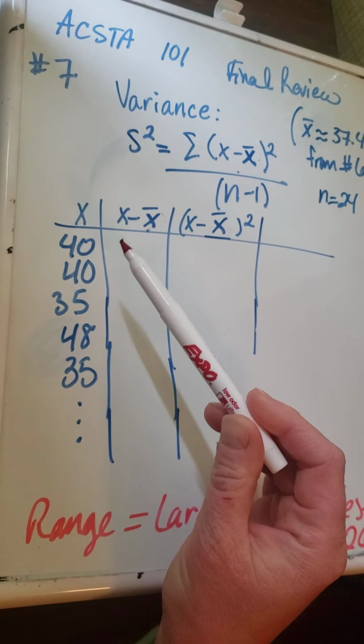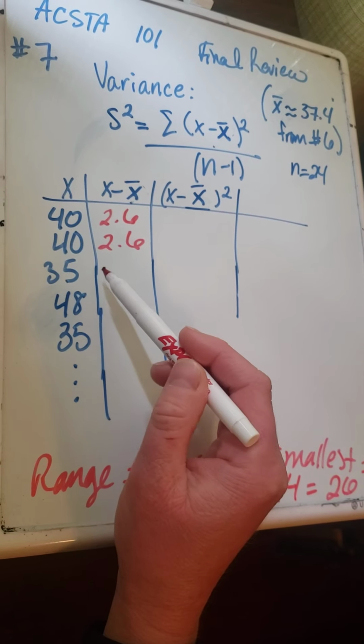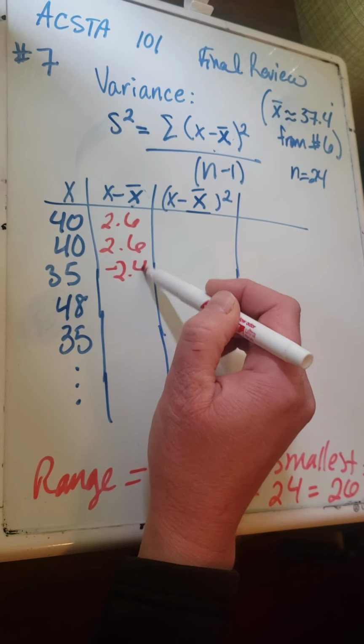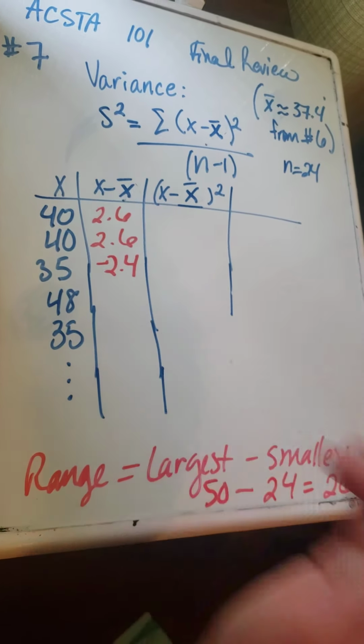You'd start by writing out each number. Be careful you have all 24 numbers. Then you would take each number minus the mean, which was approximately 37.4. So we had 40 minus 37.4. x minus x bar, which is what that's called, would be approximately 2.6. And then again 2.6, and then this one would be negative 2.4, then 10.6, and so forth.